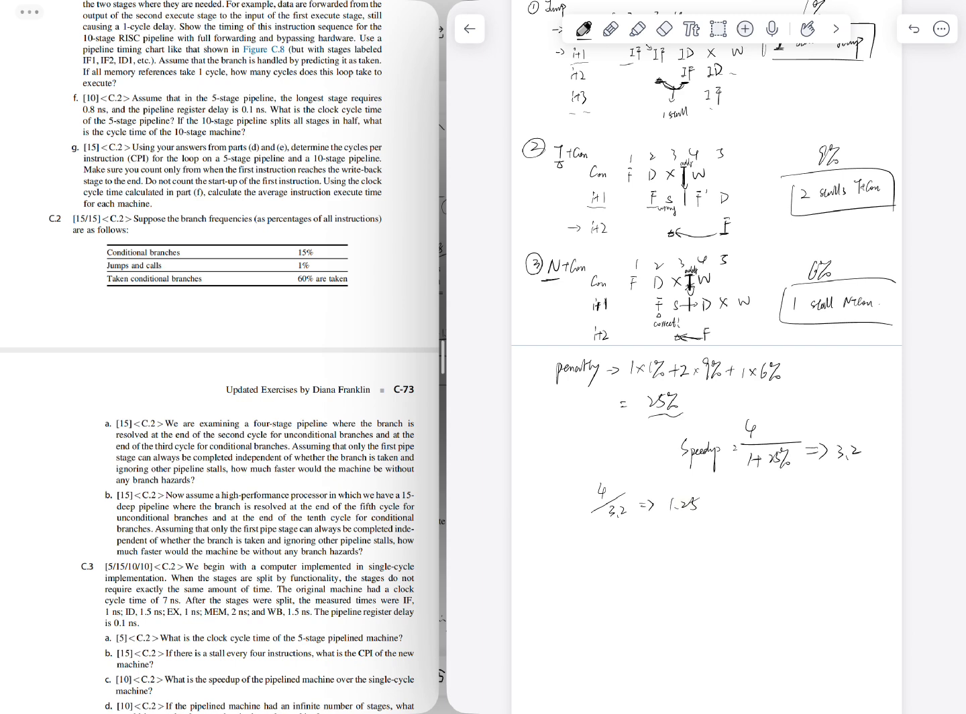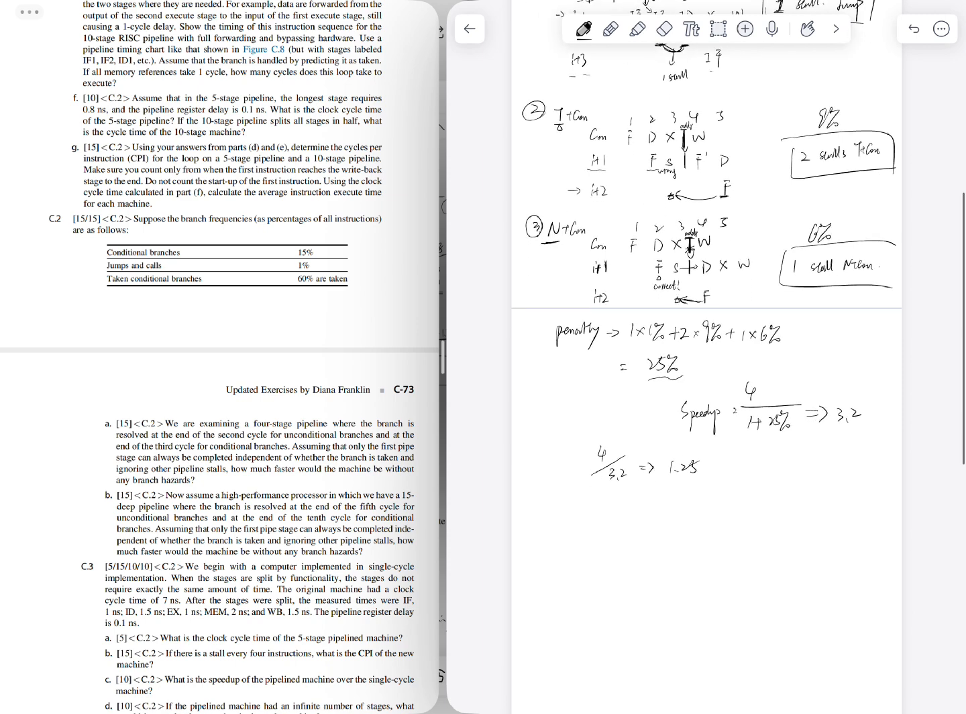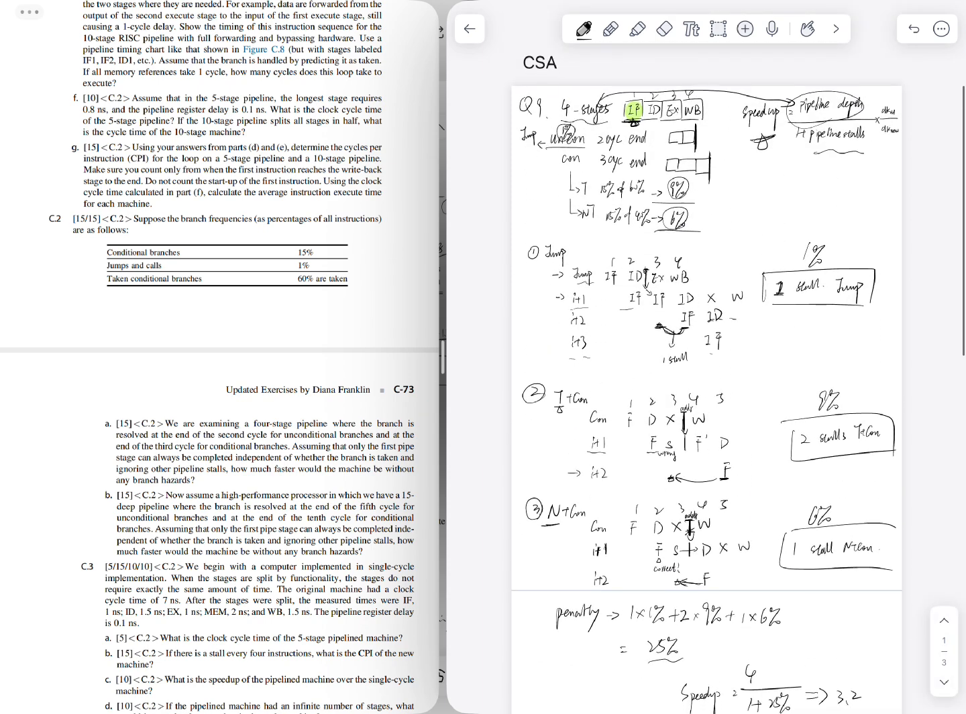Okay, and then another thing, if you want, is the ideal case versus the case where we have the branch stalls, how much faster. Okay, so here is question 9.